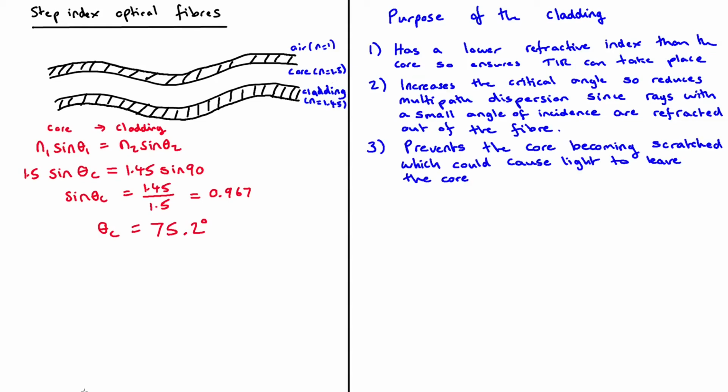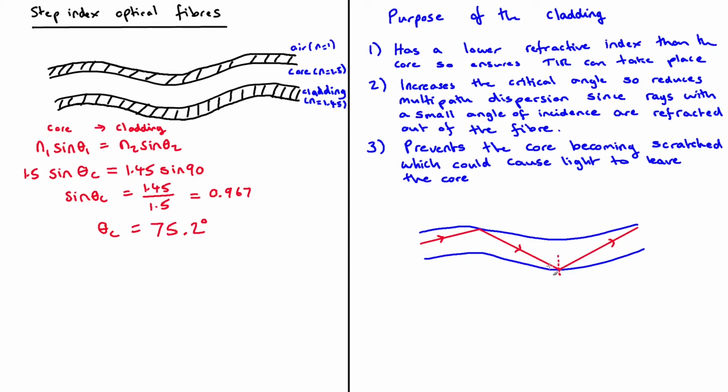Now there are other advantages to the cladding as well. It prevents the core from becoming scratched. It stops the fibre becoming damaged basically, which could lead to light leaving the core. Let's just explain that for a moment. Imagine we didn't have the cladding and that enabled the core to become scratched. What would happen there? Well, if you imagine having our optical fibre here like that, and we've got our ray of light travelling down this core through total internal reflection. Now for each of these reflections, of course, the angle of incidence will equal the angle of reflection, but we're only going to get total internal reflection if this angle of incidence is above the critical angle.